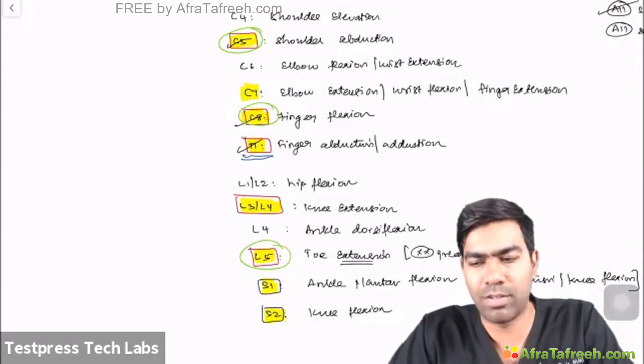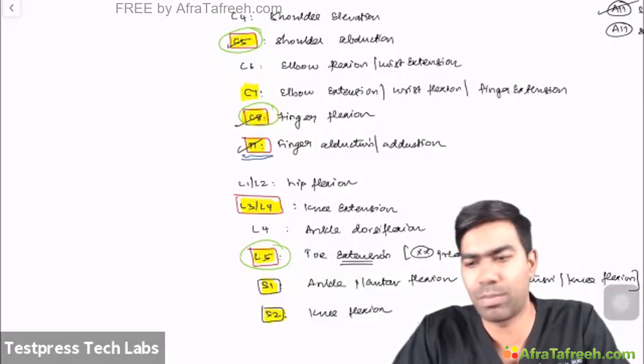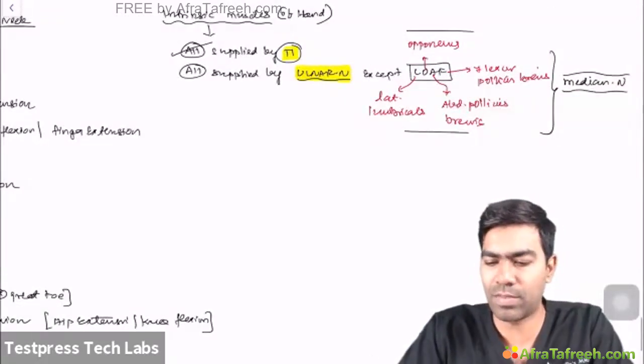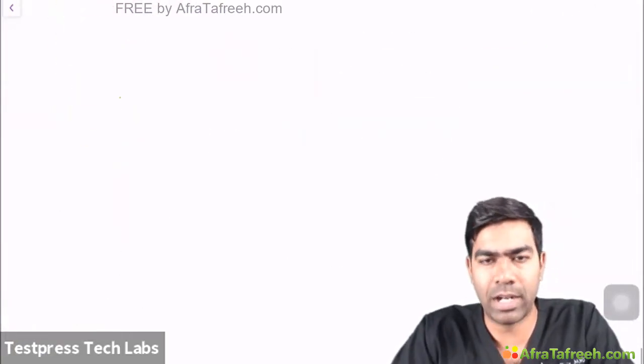Whether to learn the remaining ones or not is up to you, but everything is important; whatever is marked in green is going to be the most important for exams. And please don't forget that every intrinsic muscle of the hand is supplied by T1, and all the intrinsic muscles are supplied by the ulnar nerve except the lumbricals, which are supplied by the median nerve.